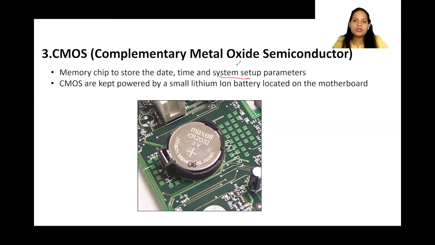Now you would have seen, as soon as you switch on, though you closed your computer yesterday or day before yesterday or 3 days back, still when you switch on, the date, time, everything will be shown correctly. So the initial setting, you should have done it properly. If you have done that, then next time when you open, automatically the date, time, everything will be shown correctly. How does it happen? It is done by your CMOS. CMOS is kept powered by a small lithium-ion battery located on the motherboard. So this is basically used to store the date, time, and system setup. It stores those details.